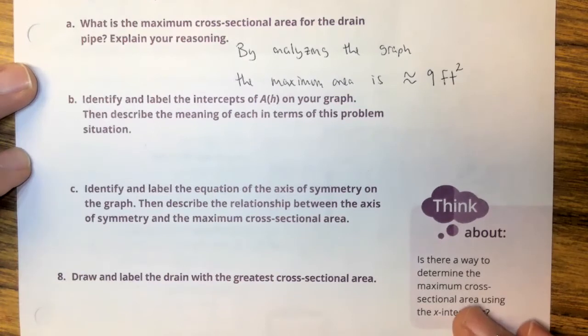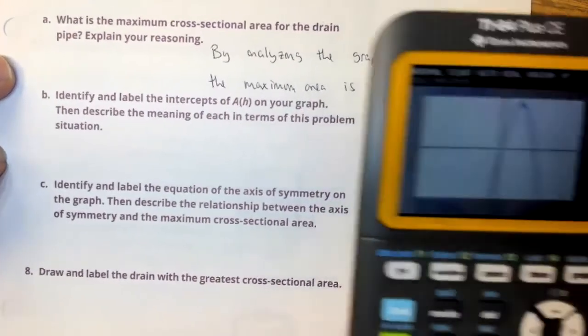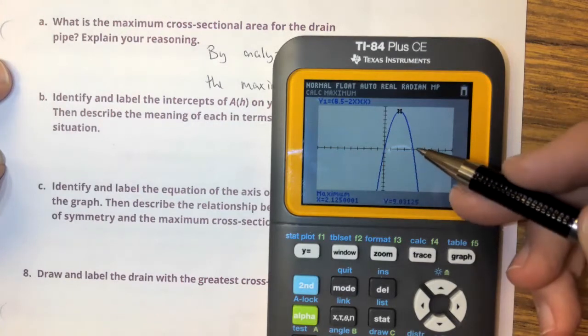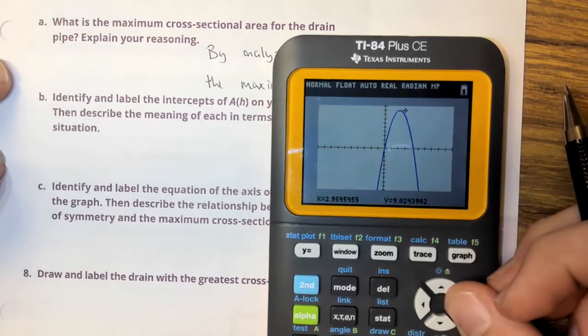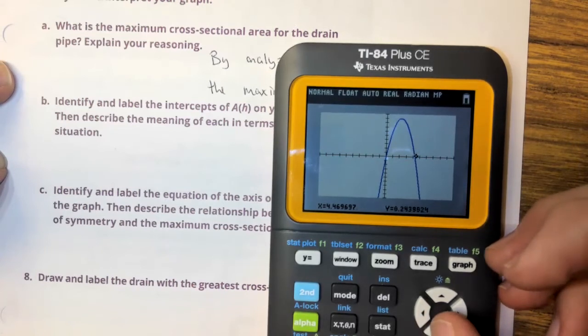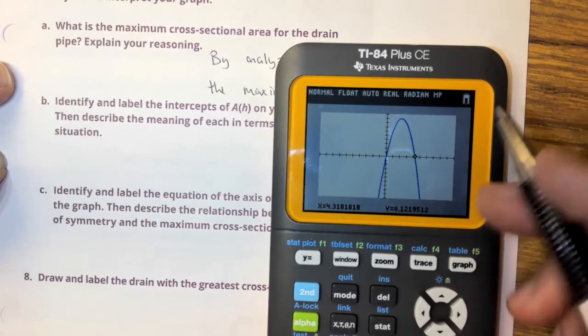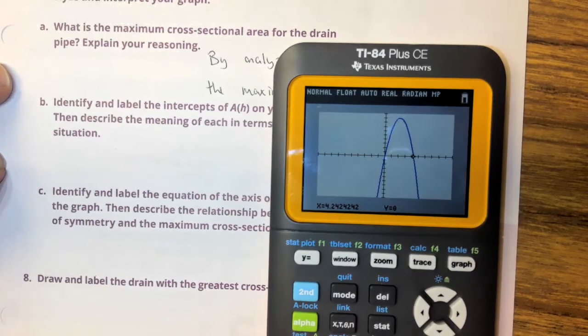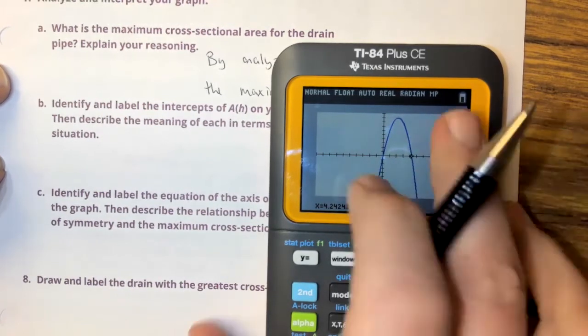Identify and label the intercepts of A of H on your graph. So the intercepts, you have one right here. It crosses the x-axis right here, and it also crosses right here. So maybe I can try to get there. This intercept is at, what is that at? About 4.3, something around there. I had my y equals 0. So 4.25 is going to be the answer here. 4.25 is the intercept here.